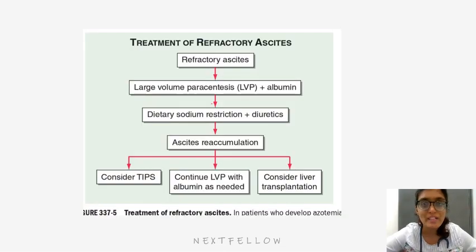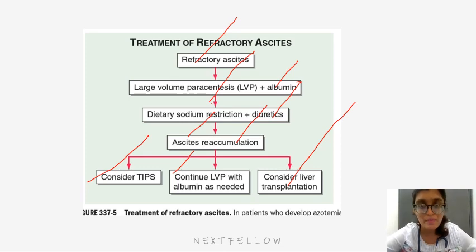So treatment of refractory ascites is large volume paracentesis with albumin, dietary sodium restriction plus diuretics. If ascites reaccumulates, then consider TIPS, continue LVP with albumin as needed and consider liver transplantation. The definitive treatment is liver transplantation. TIPS, and albumin plus large volume paracentesis, is used as bridge therapy until a donor is arranged.